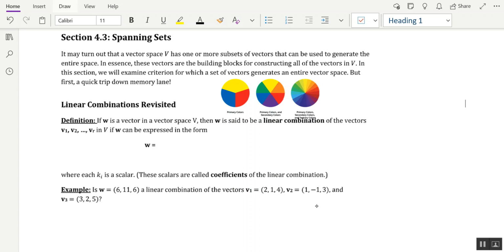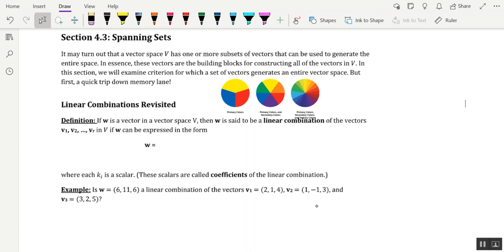It's Mr. C here, and in this video I'd like to introduce the topic of span as well as revisit the concept of a linear combination. Well, the easiest way to think about a span is to maybe connect it to something that we're already familiar with, some prior knowledge that is, and that would be none other than the color wheel.